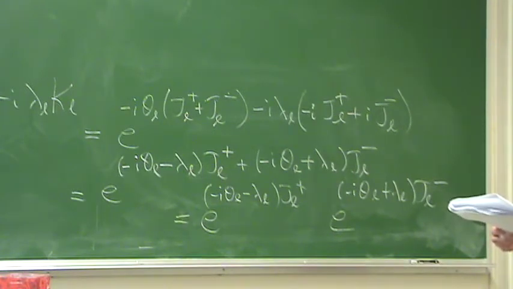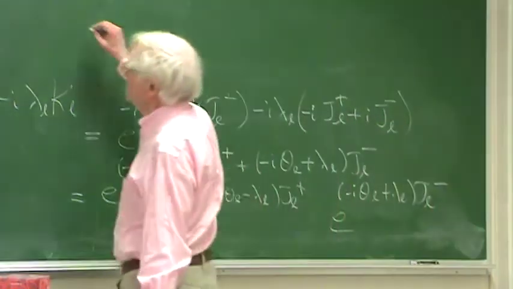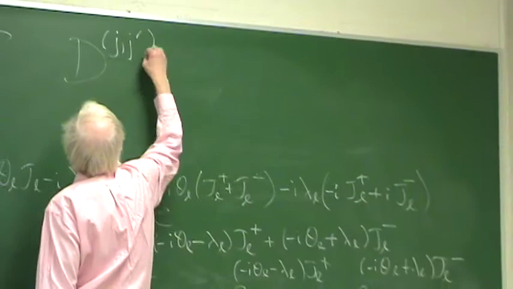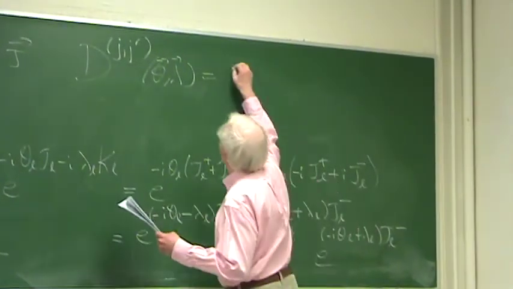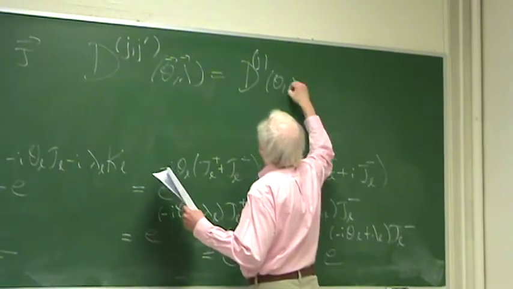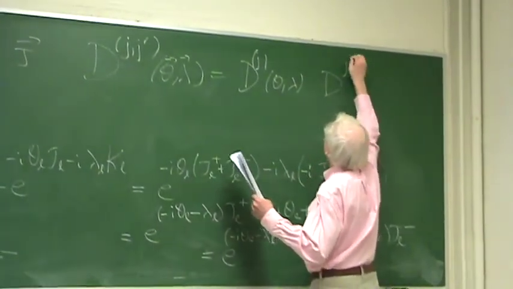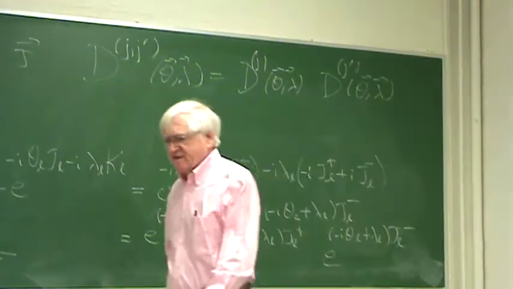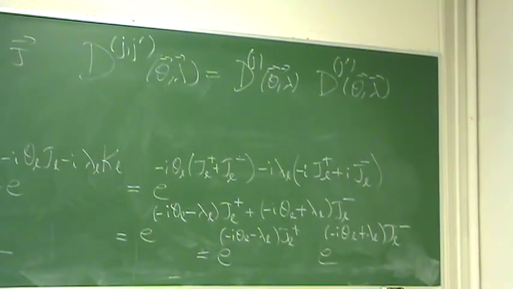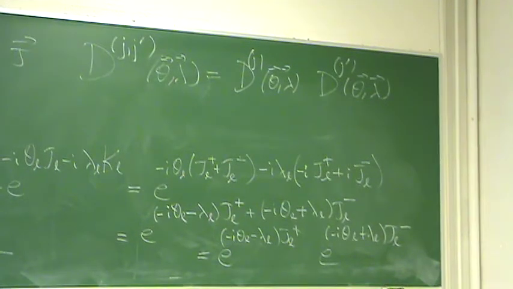And so we can say then that this D^{JJ'} of theta and lambda, these being vectors, is the product of a D^J of theta and lambda times a D^{J'} of theta and lambda. And this product representation is variously called a direct product representation or a tensor product representation. I've never quite understood which is the preferred name for that. If anybody knows what the clerics prescribe, let me know, and I'll adopt it.